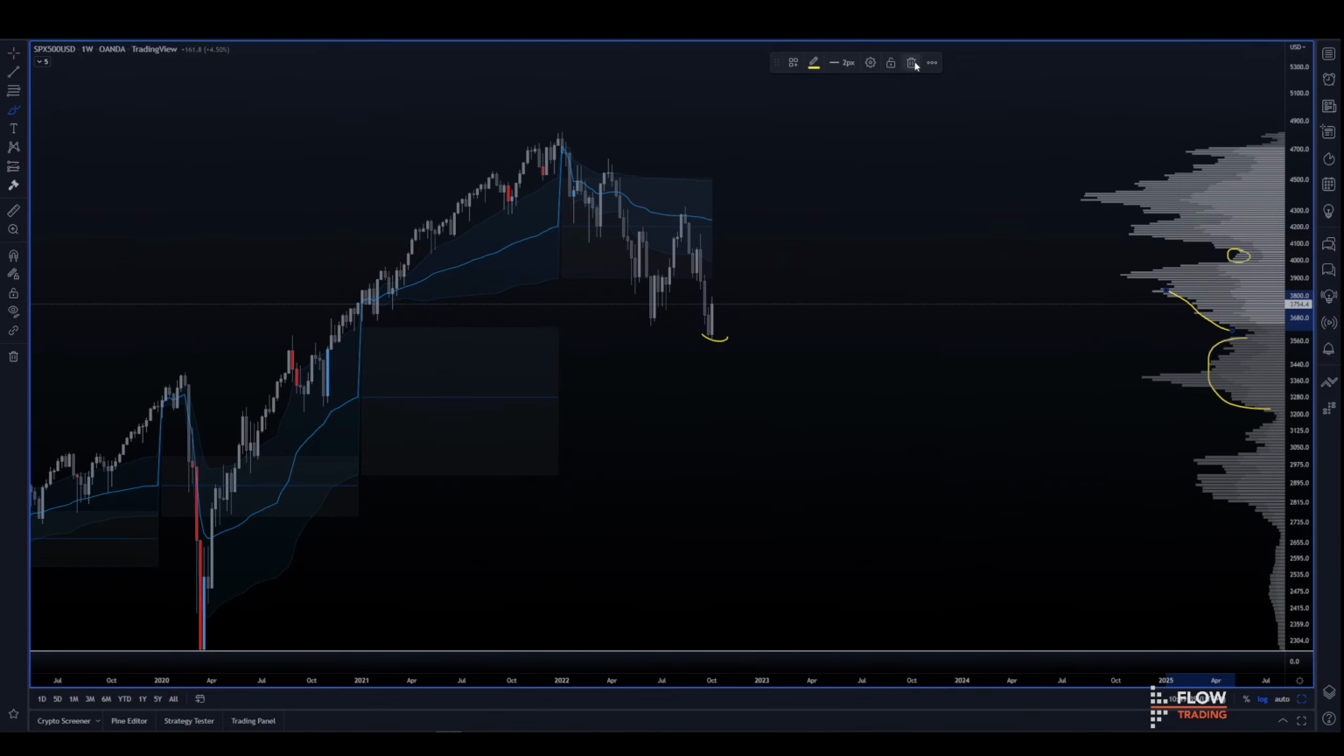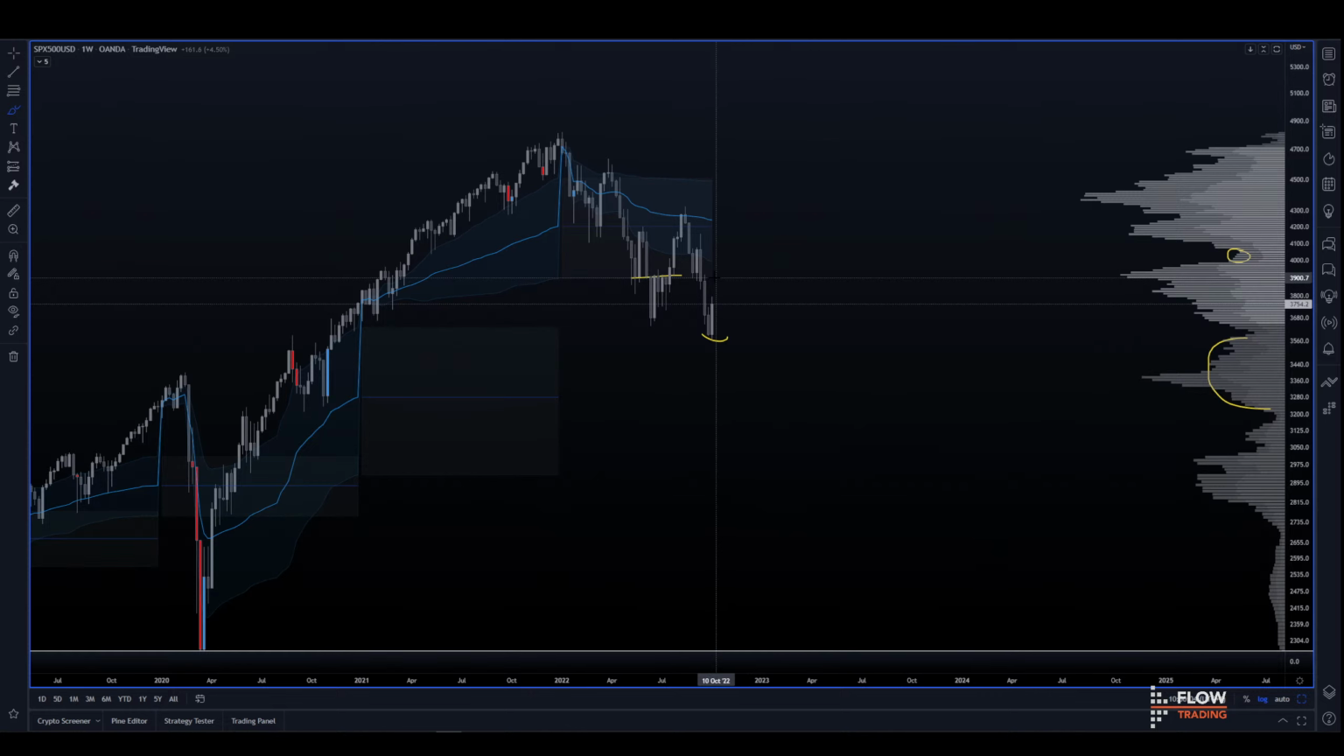Now, the area that I'd be looking at for perhaps resistance would be this previous level here, which is the value area low of 2021. That's sitting at round about 3,900 points. That's the point of control of this whole range, the high volume node of that whole range here.